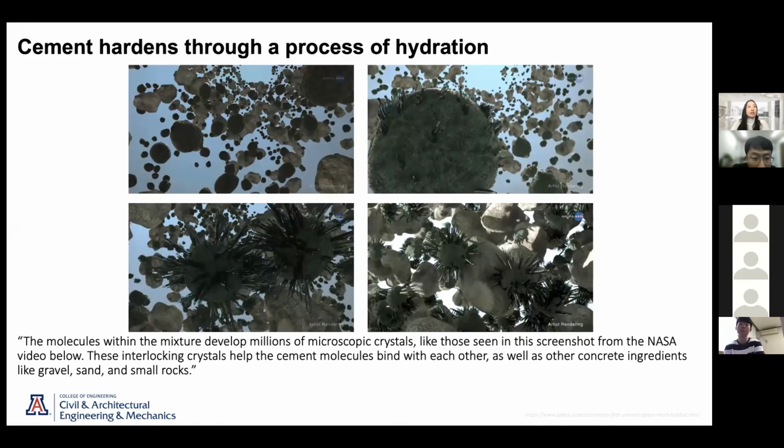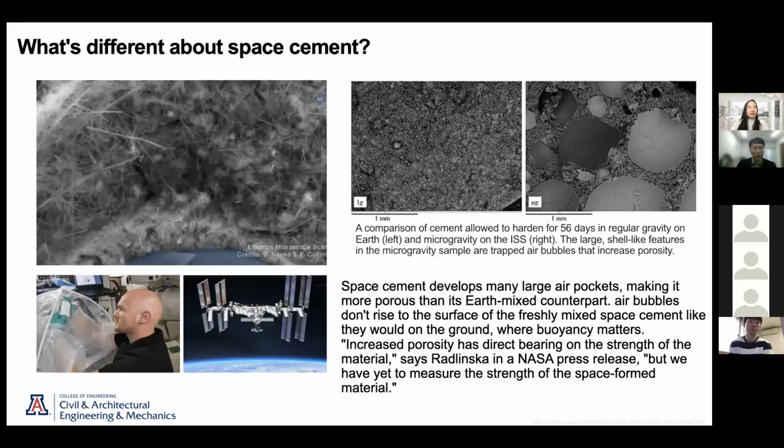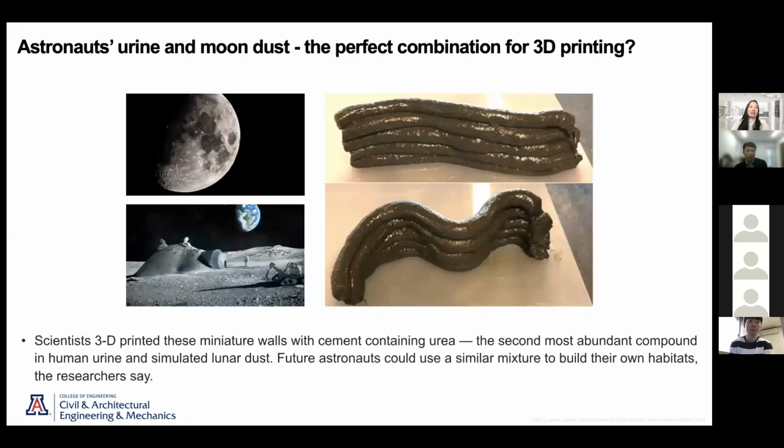Cement hardens through the cement hydration process in setting. And space concrete has different chemomechanical characteristics because there is no gravity in space. Therefore, there are many topics to study. Scientists developed concrete with astronauts' urine and moon dust. This is creative research, but I would like to develop a perfect mix design for space concrete in the future.